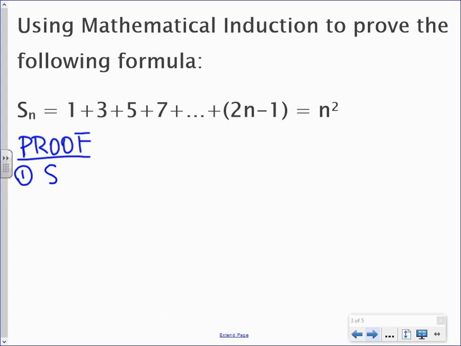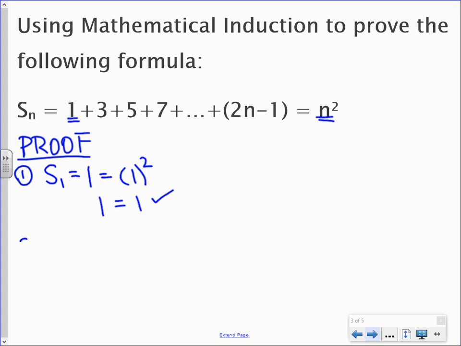So S of 1 is 1. Is that the same as 1 squared? Okay. 1 equals 1, so we're good. Take the first term. Is it the same as when you plug in 1 to the rule?